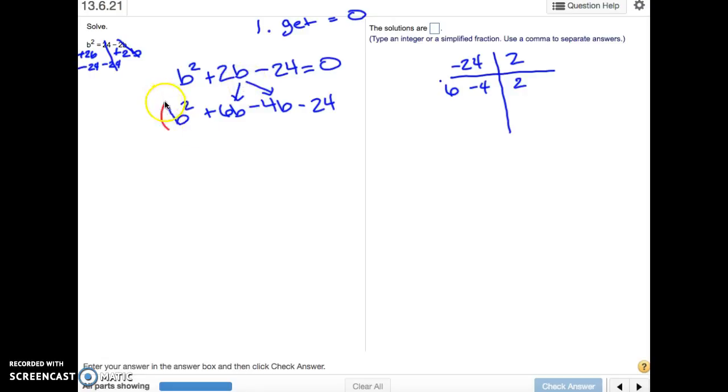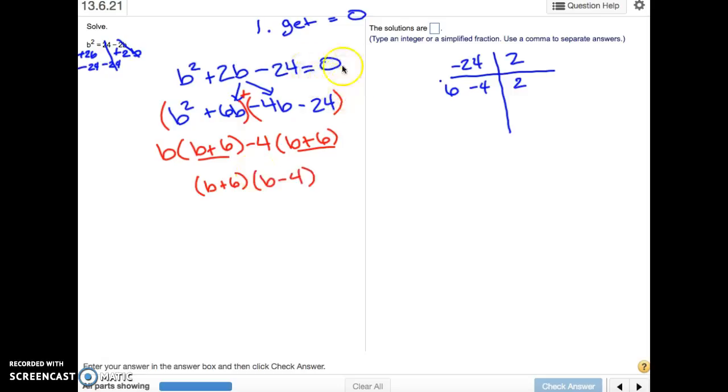I'm going to group the first two, group the last two. These both have a b in common, b plus 6, and these both have a negative 4 in common, b plus 6. The b plus 6's match up. And then on my other one, I have b minus 4. Now, I am still solving, so this is equal to 0.